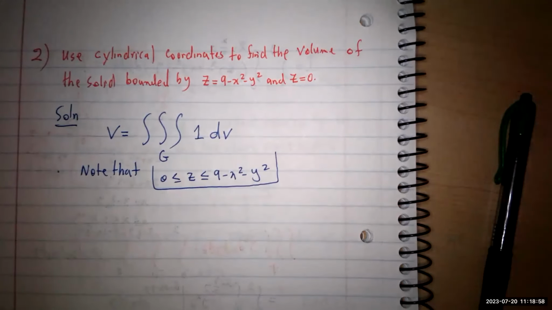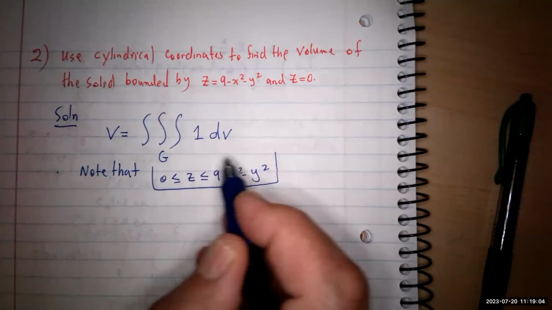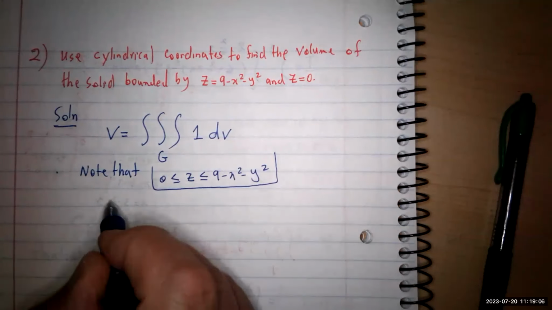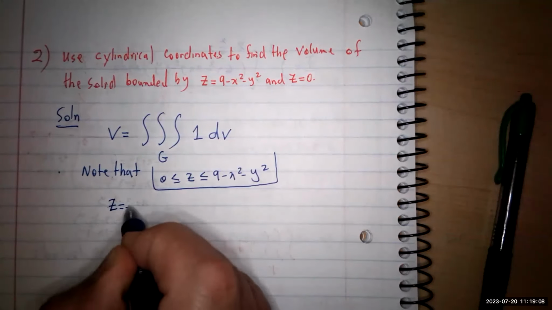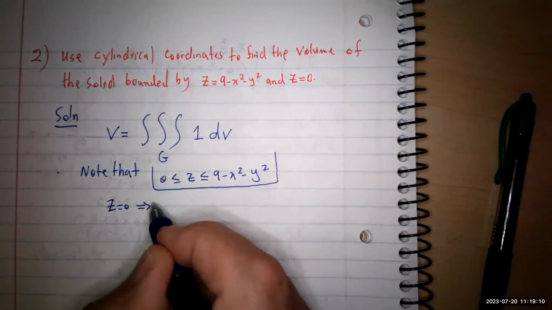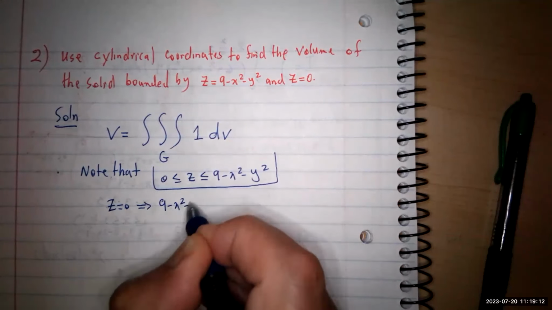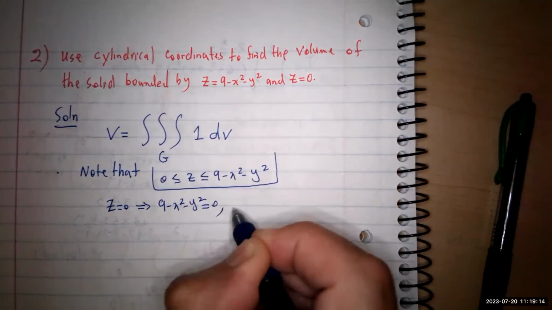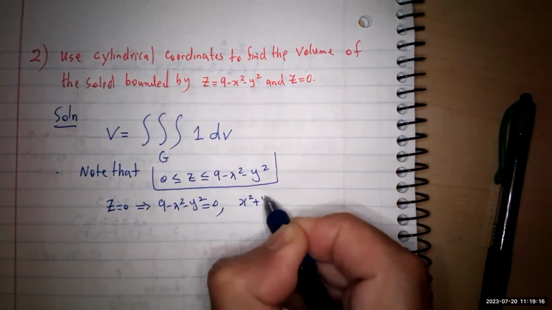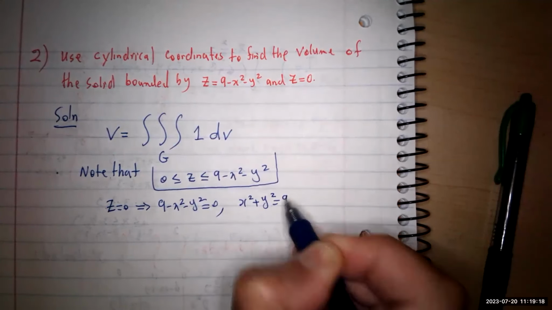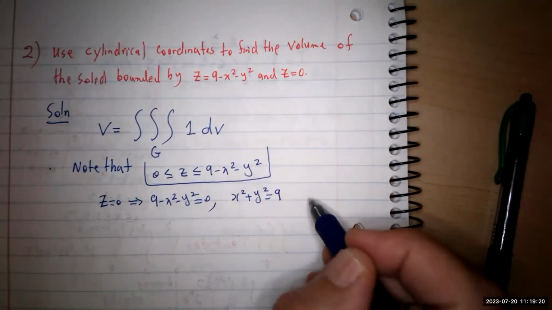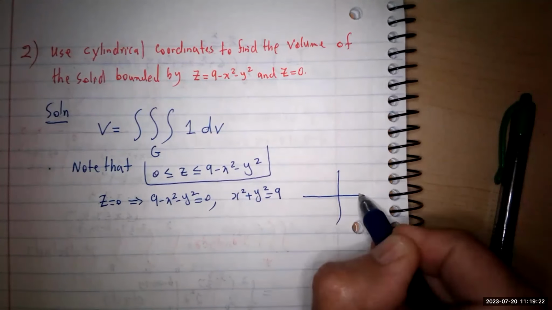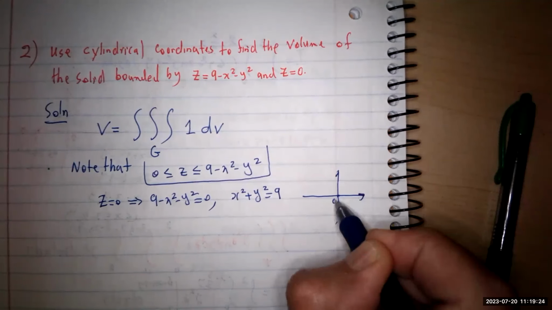So we get the projection on the XY plane. If you put z equal to 0, then 9 minus x squared minus y squared equals 0, and that would be x squared plus y squared equal to 9. So that would be a circle centered at 0 with a radius of 3.